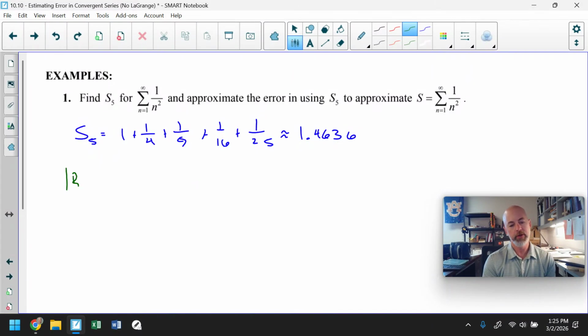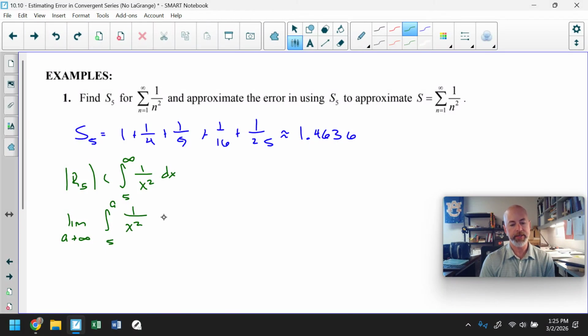So the remainder in using those five terms is less than the improper integral from 5 to infinity of 1 over x squared dx. And we're going to see what that improper integral equals. First thing we're going to do is convert that to a limit. So I'm going to make sure I appease the gods of math. You're not supposed to treat infinity like a number. So I'm going to turn this into a limit: the integral from 5 to a of 1 over x squared dx.